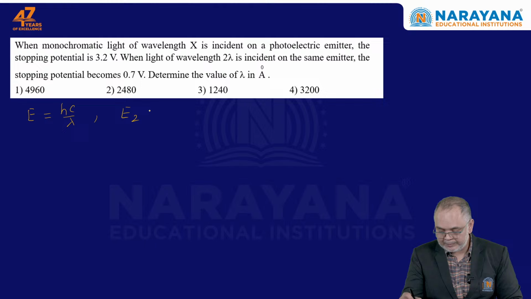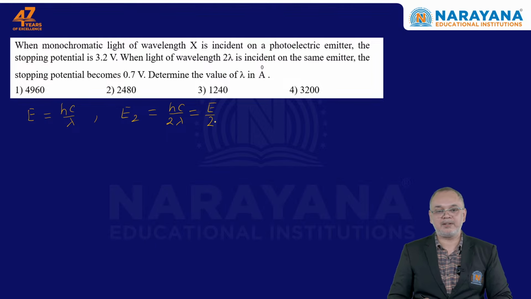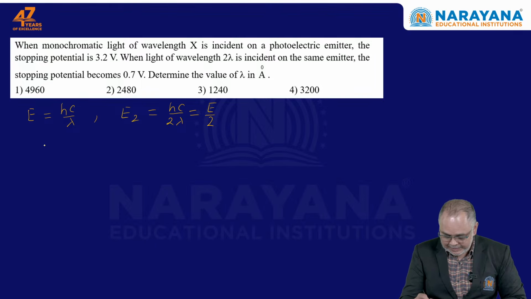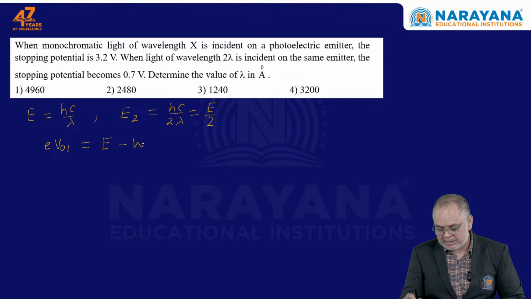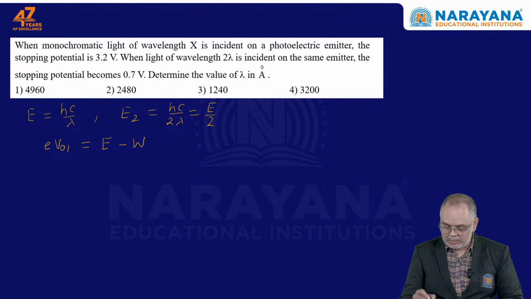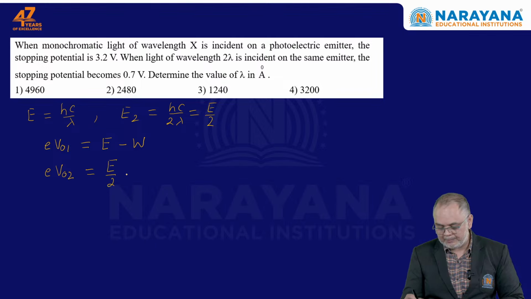E2, that is hc by 2 lambda. This I can write as E by 2. So in the first case we can write the equation for the stopping potential, that is, I can write here, e V naught 1 is equal to E minus W, the work function. So this is the first equation. Now the second equation corresponding to the second energy E by 2. So I can write e V naught 2 is equal to E by 2 minus W.